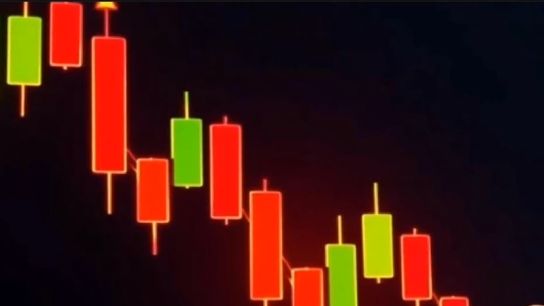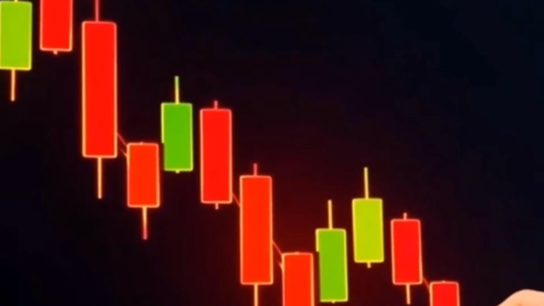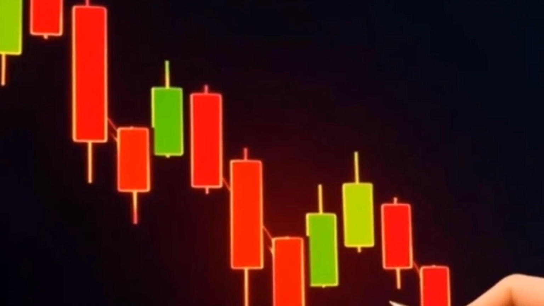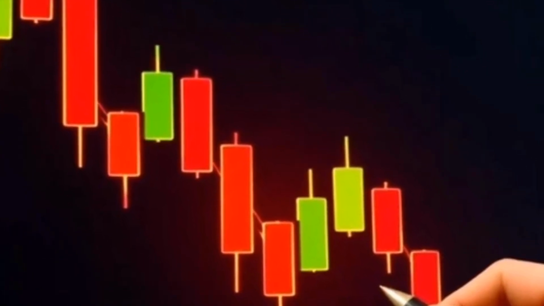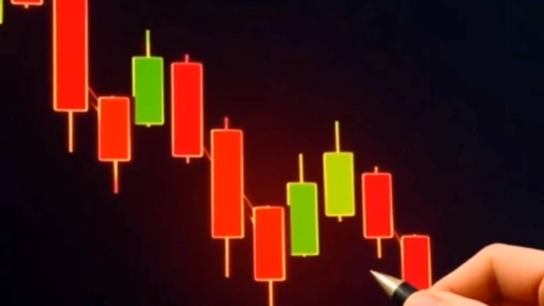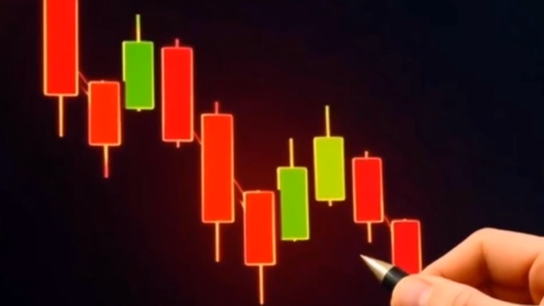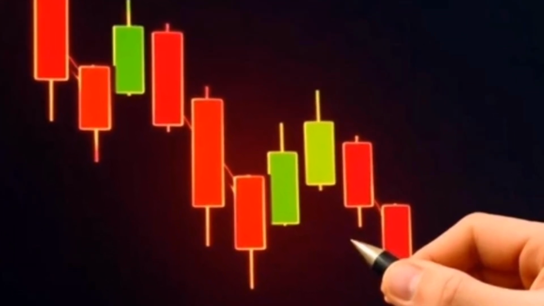Have you ever looked at a trading chart and seen those red and green bars? They're called candlesticks. They show everything about price movement in just one shape. Today, we'll break down what a candlestick is, how it works, and why it matters to every trader.